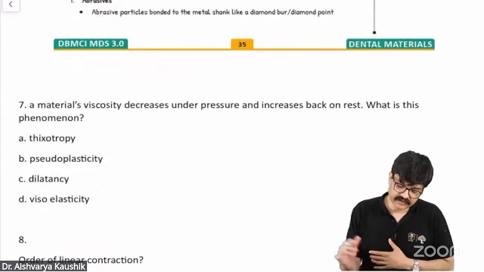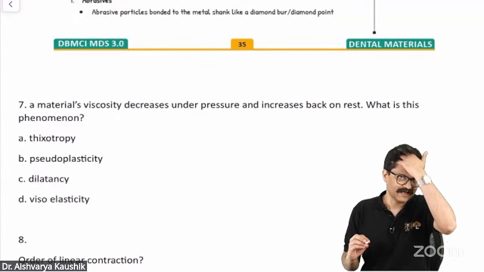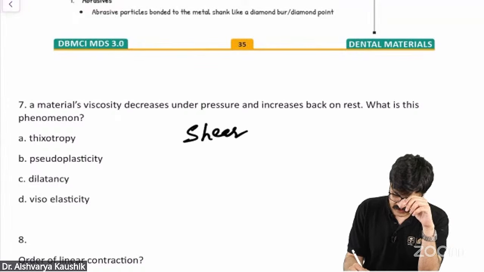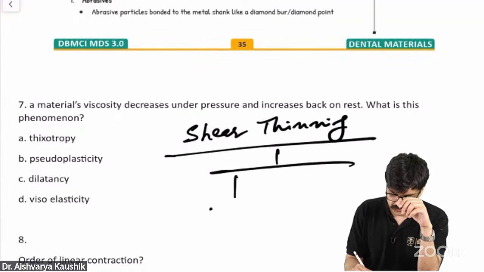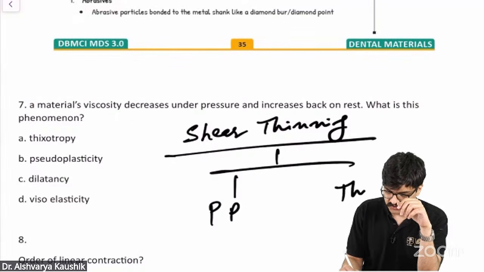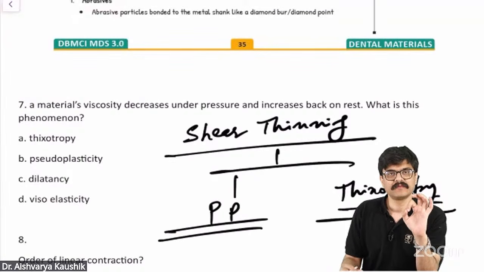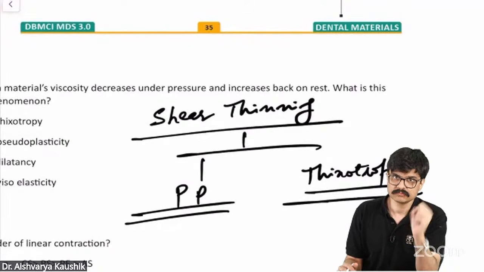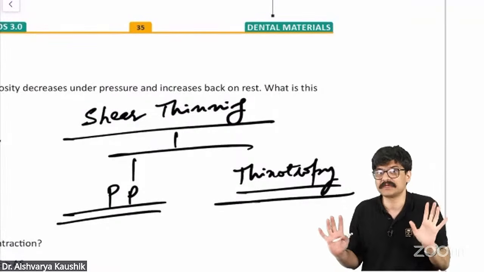Great question, guys. A material's viscosity decreases under pressure and increases back on rest. Now, I'll tell you what. Now, the examiner is very smart here. He's basically talking of the shear thinning phenomenon, in which you have pseudoplasticity and you have thixotropy. Now, guys, what is the one difference that is there? The one difference is that pseudoplastic materials immediately on rest regain their viscosity, whereas thixotropy is a time-dependent behavior. It takes some time.